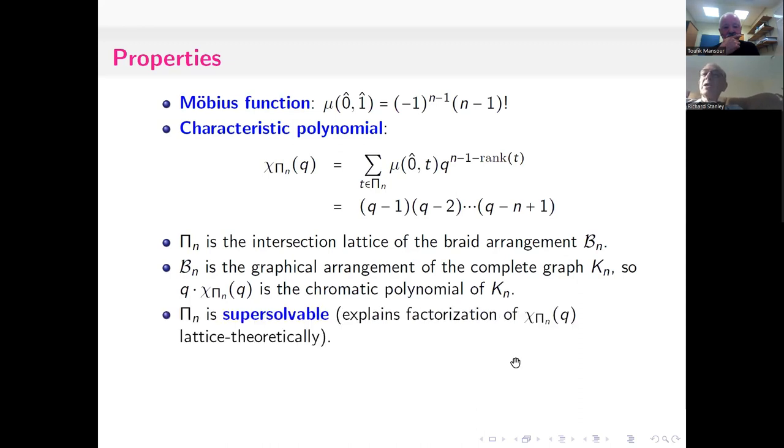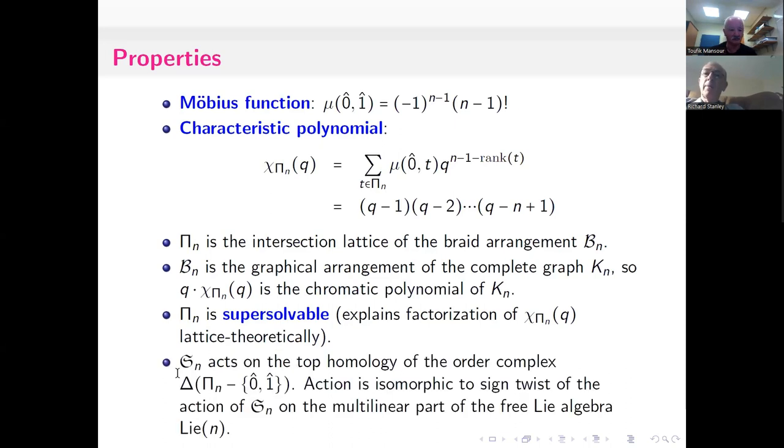Now, purely lattice theoretically, you can explain the factorization of the characteristic polynomial because Π_n is a supersolvable lattice. So this was the beginning, or the first example, in this theory of supersolvability and its many generalizations.